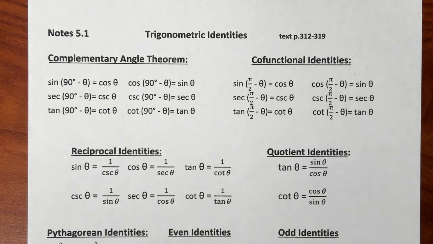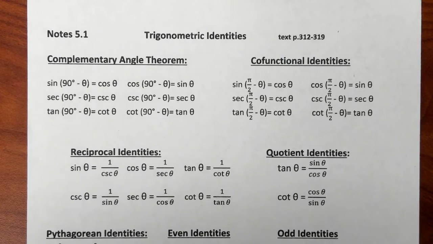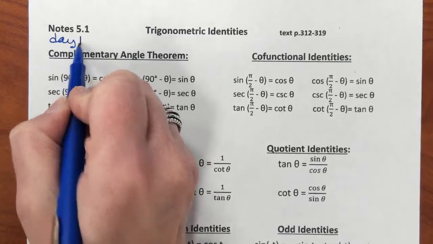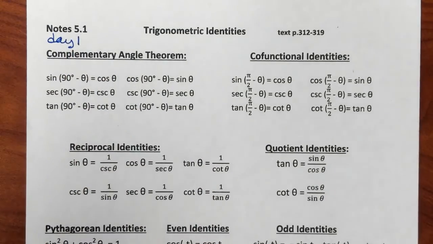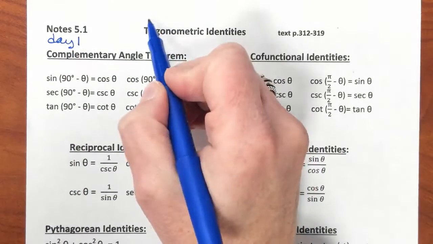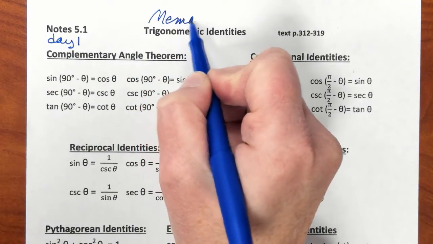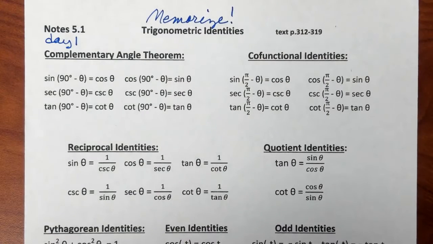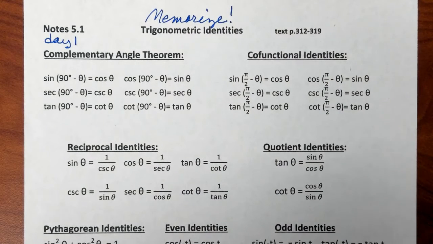This is notes for 5-1, the lesson 5-1, and we're going to make it day 1 because we're going to spend 2 days on this. All of these trig identities you need to memorize, and some of them may seem very familiar to you, so they won't be as hard as some of the others.